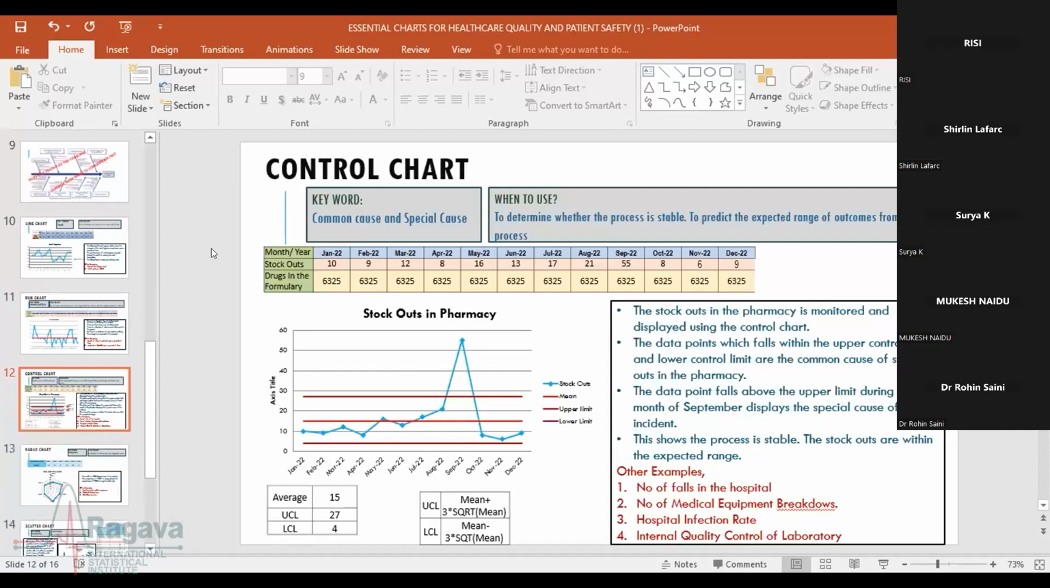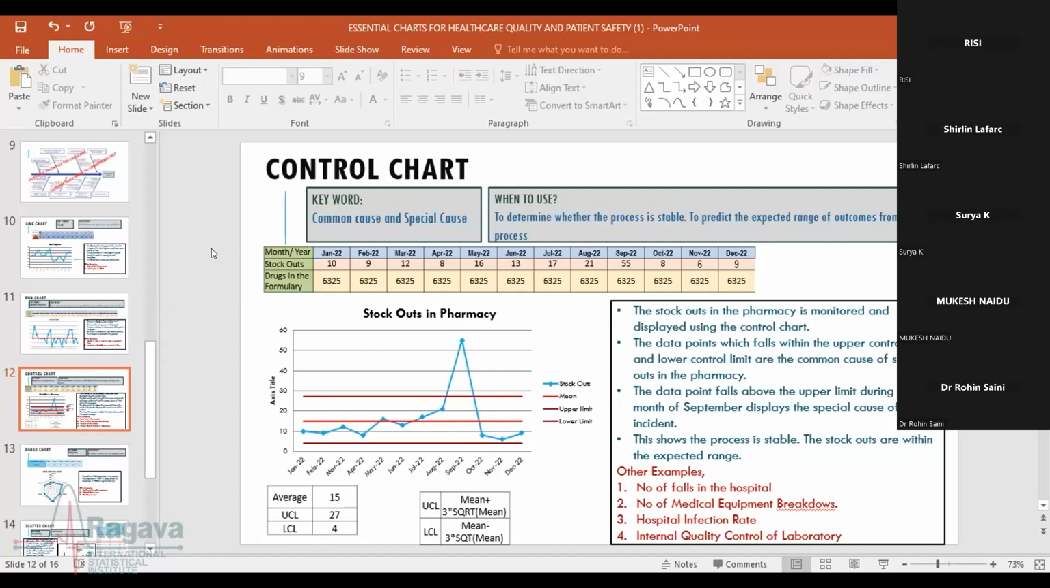So the next chart is the control chart. With the control chart, we will be able to know what the common cause of the problem is and what the special cause of the problem is. Here I have taken the stockouts in the pharmacy. In the pharmacy we always have our reorder levels. The upper control limit and the lower control limit I have calculated using this formula. The median is about 15. According to that stockout data, the chart is displayed. So the stockouts in the pharmacy are monitored and displayed in the control chart.